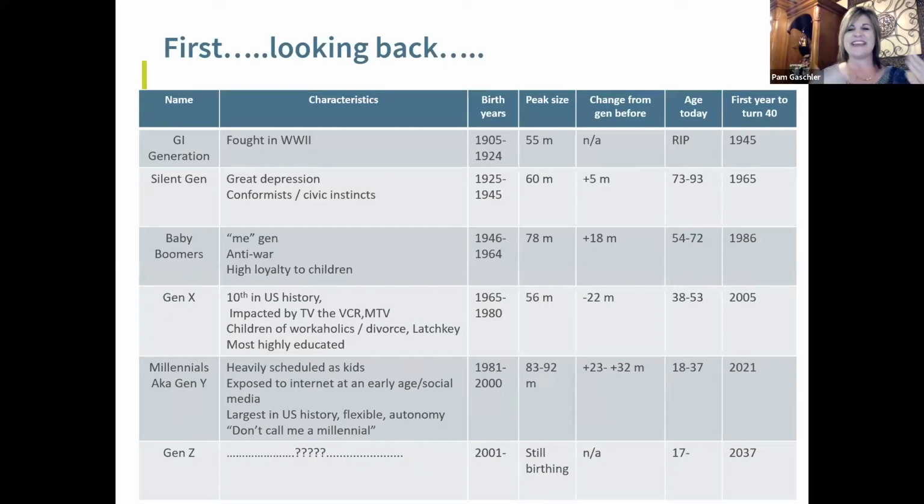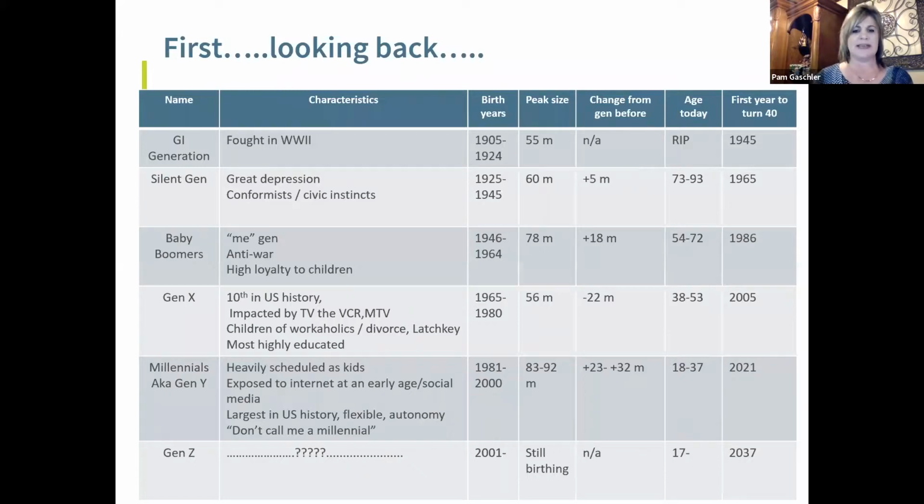So we've seen a great change from generation to generation. Gen X, though I'd like to point out, as we are a group of educators gathering tonight, are noted as the most highly educated generation. But then we moved into the millennials, and millennials do not like to be called millennials. They are also known as Gen Y.